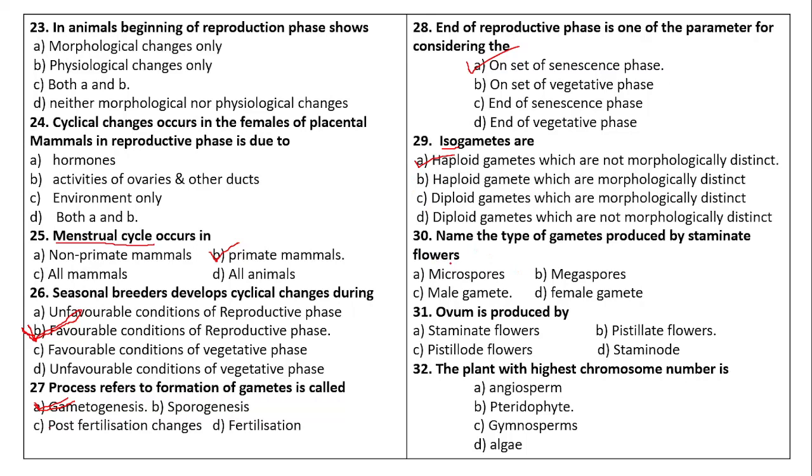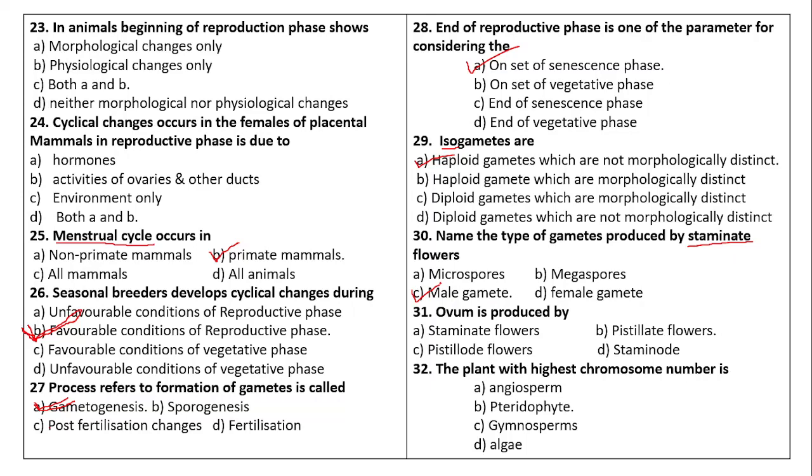30th question. Name the gametes produced by staminate flower. Do you remember what a staminate flower is? First of all, a staminate flower is a flower in which female gametes will not be produced, only male gametes are produced. That is why the answer is male gamete. Directly you can write option C, male gamete. Okay, next question.